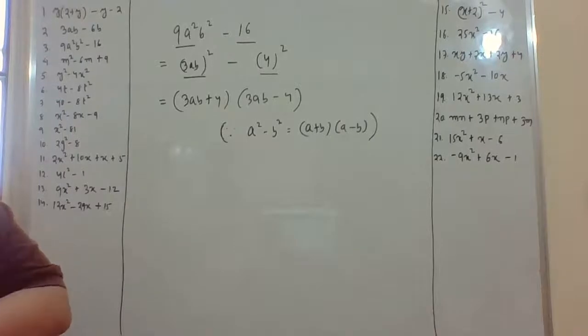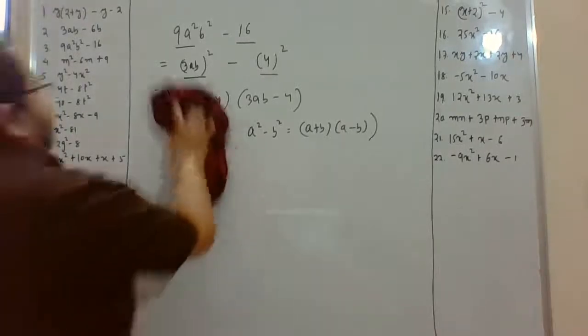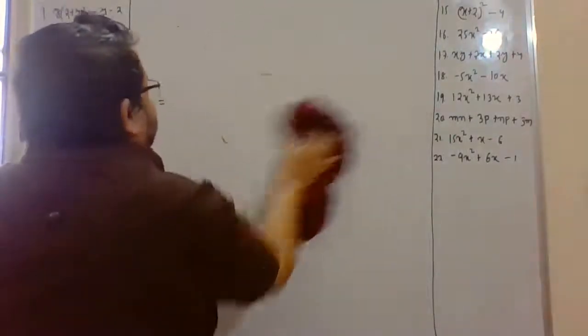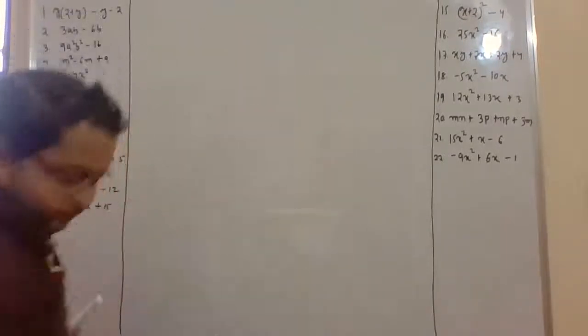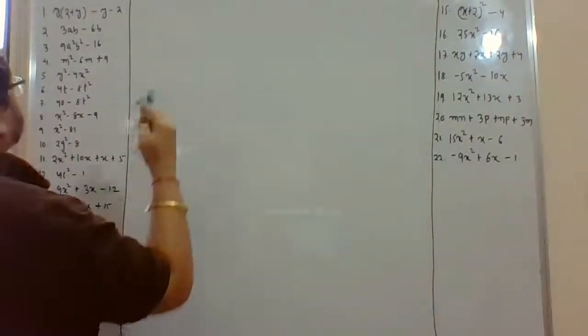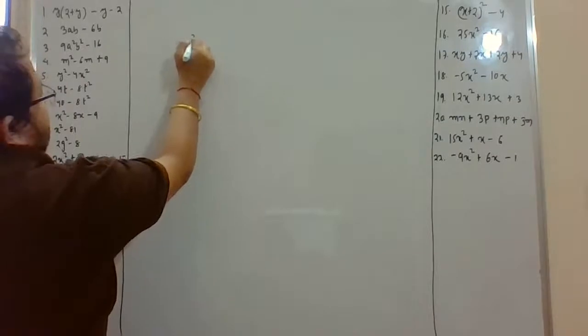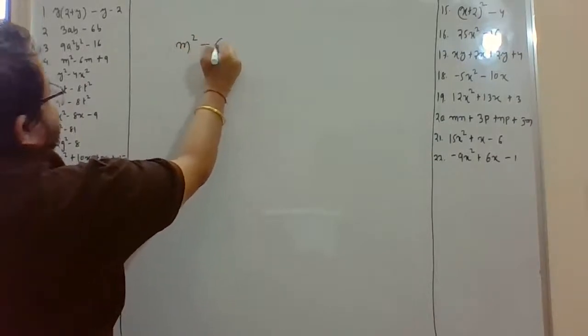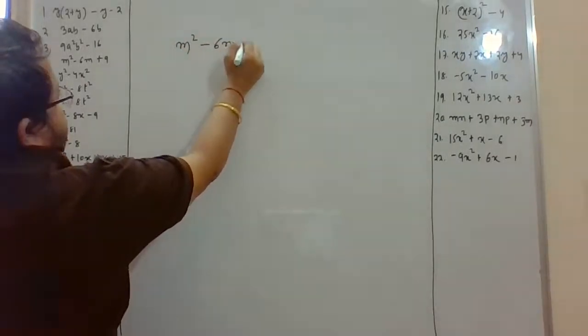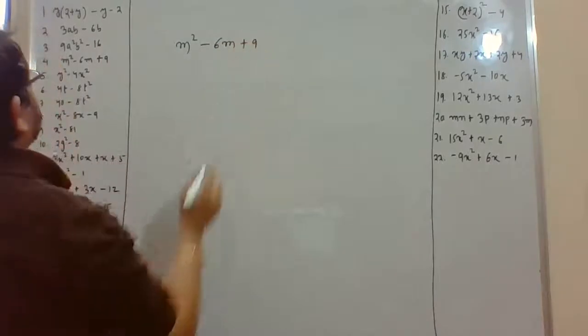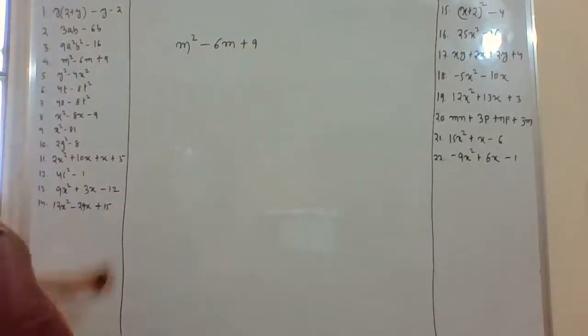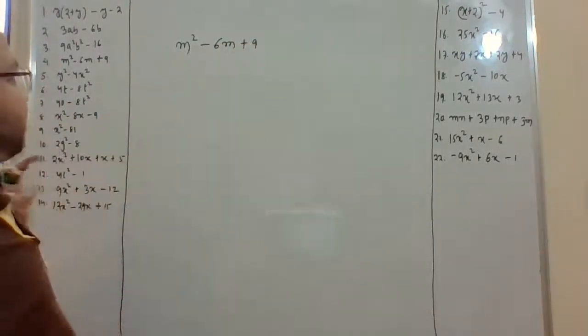Okay, so let's keep moving. Yeah, so the next one is m squared minus 6m plus 9. Okay, m squared minus 6m plus 9.